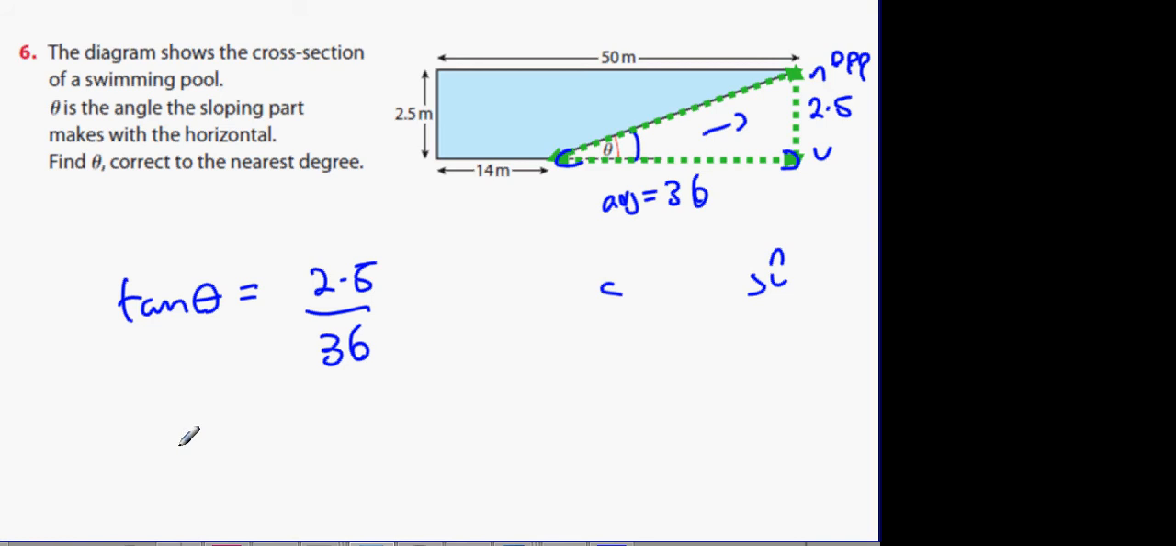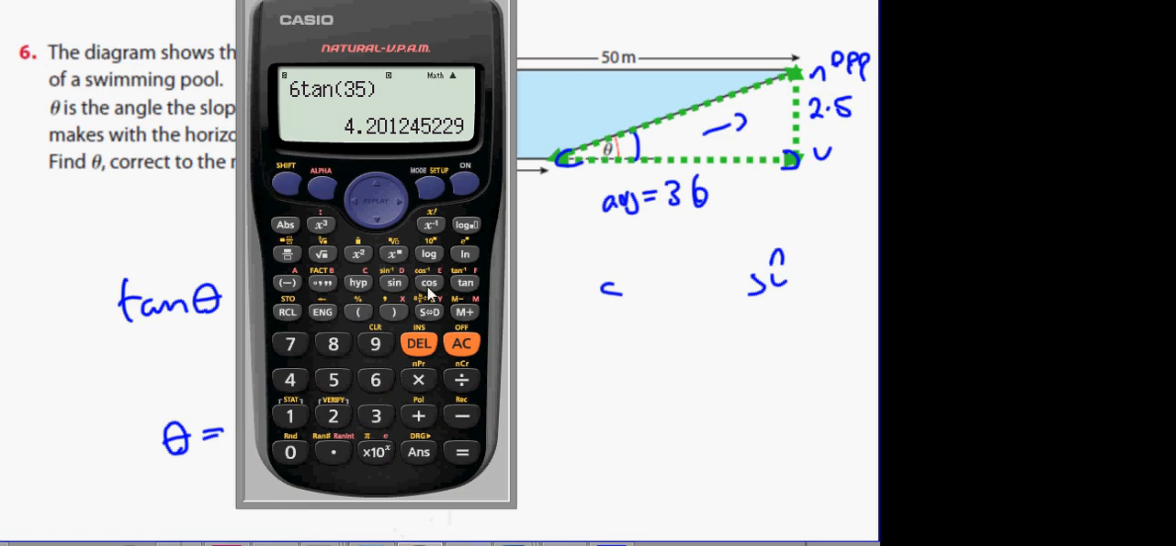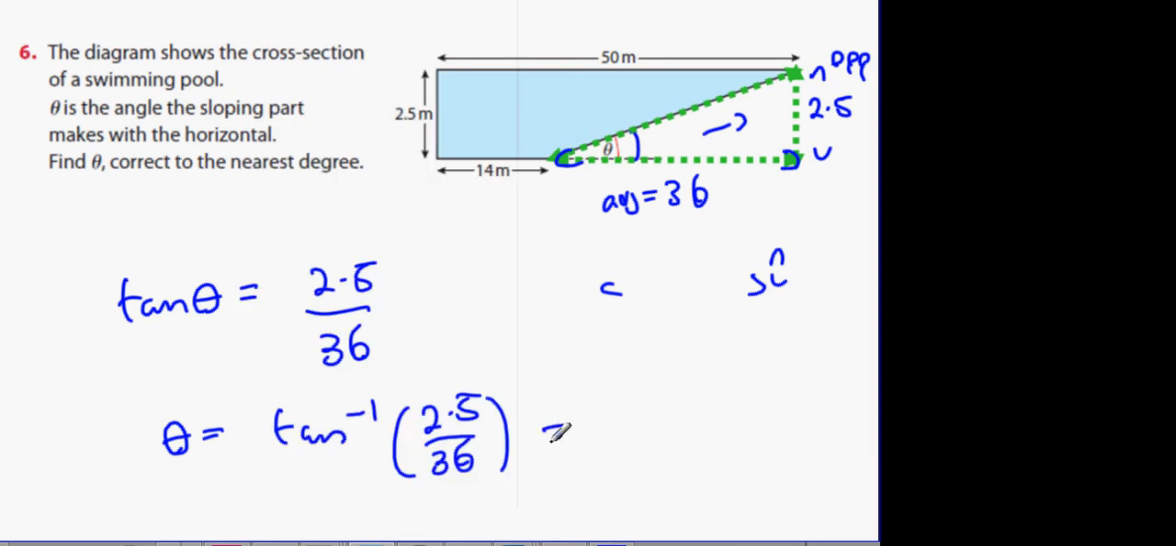So what is it when we tan inverse that? What do you get there? Tan inverse 2.5 over 36. 3.97. Are we asked to the nearest degree, is it? So 3.97 to the nearest degree is going to give us 4 degrees. Okay, not too bad, right? Moving on.